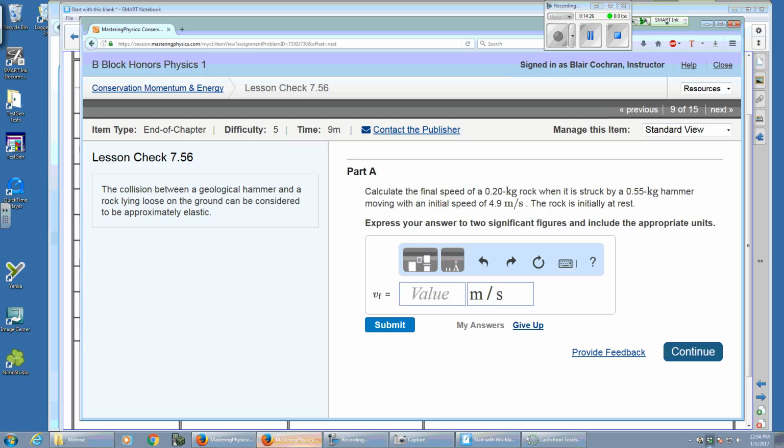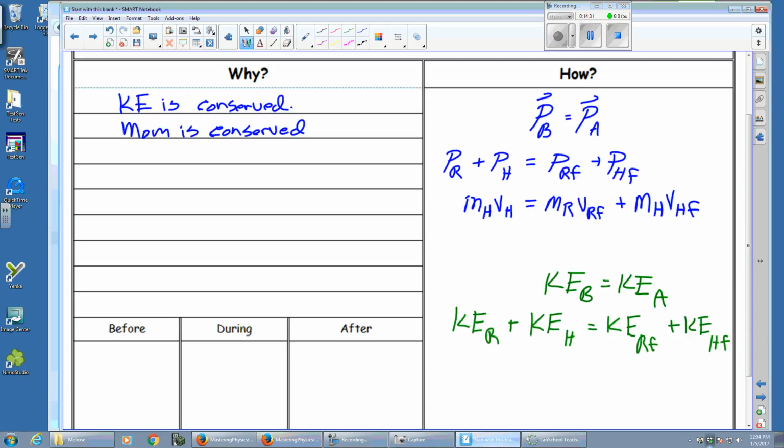The rock is 0.2 kilograms, the hammer is 0.55 kilograms. So my thought is that after this collision, they're both going to be moving in the same direction, but not together. If they had the exact same mass, I'd expect the hitter to stop and the hittee to move. If the hitter was lighter, they'd bounce backwards and the hittee would move forward. But since the hitter is heavier, it's going to keep moving in the same direction.